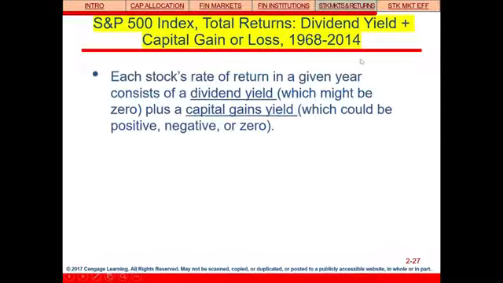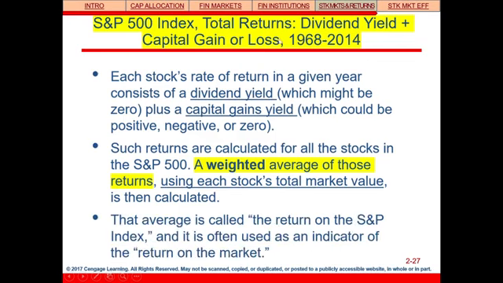This slide, you see, I've highlighted it. So what I want you to know is how to calculate this market index. You can either have S&P 500 or Dow Jones, or there are many other types of market index. How to calculate it is that you use each stock's rate of return in a given year, which consists of a dividend yield, which might be zero if they don't pay out dividend, plus a capital gain yield or loss. Right? If it's negative, then it's loss. If it's positive, then it's capital gain. Or it can be zero too if the stock price doesn't change, if it's the same at the beginning of the year and the end of the year. So you calculate each stock's rate of return using these two, the dividend yield plus the capital gain yield.